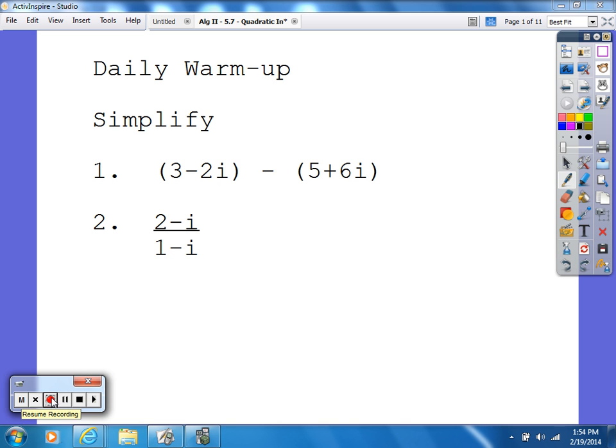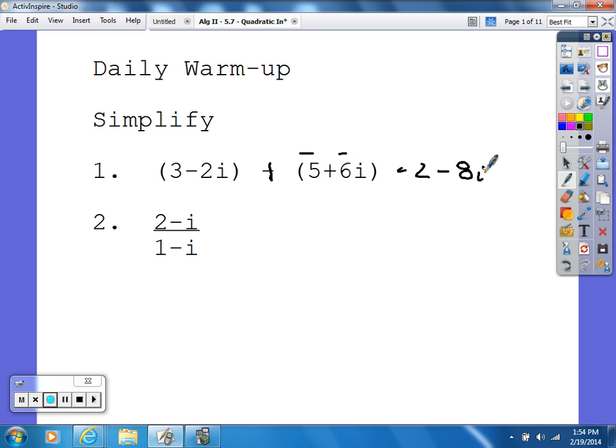Subtracting. Remember, if they're subtracting, you switch the sign of everything in the parentheses after. And then you just add: 3 plus negative 5 is negative 2. And negative 2i plus negative 6i is negative 8i. Cool?